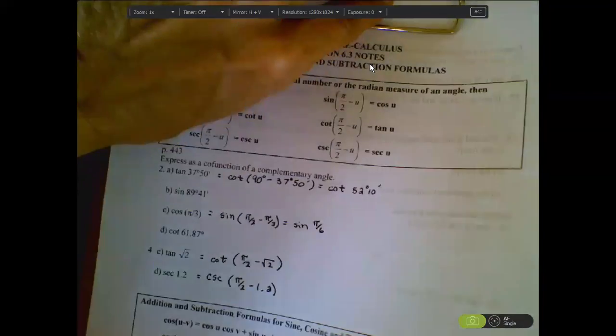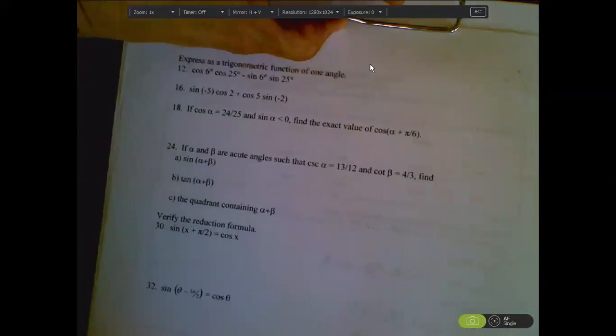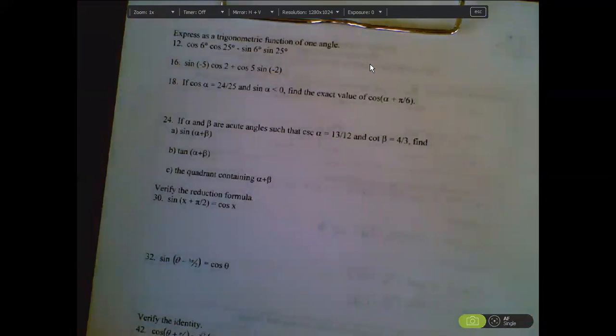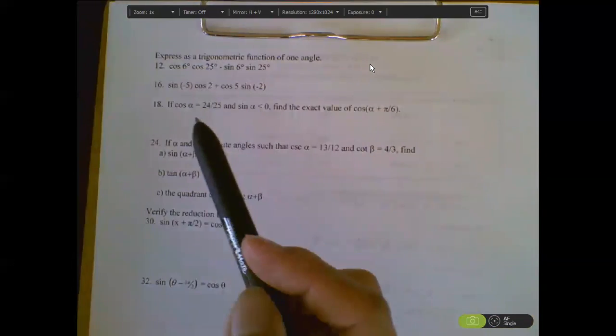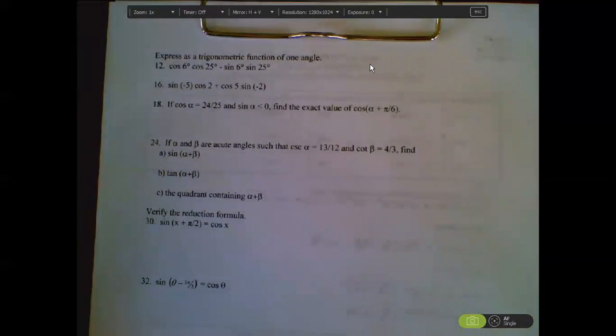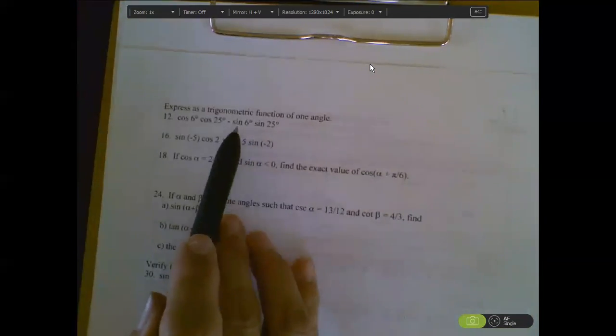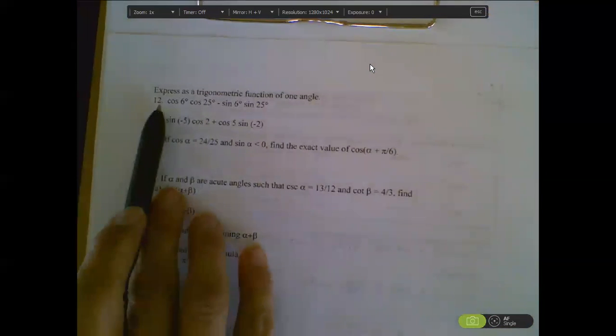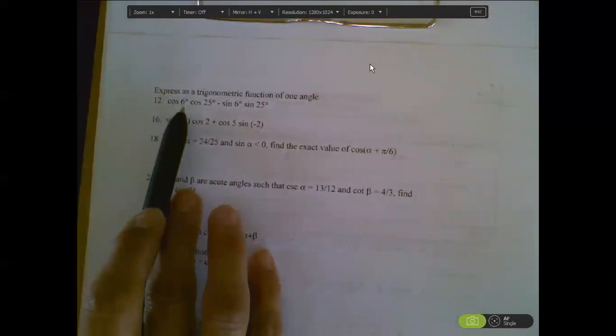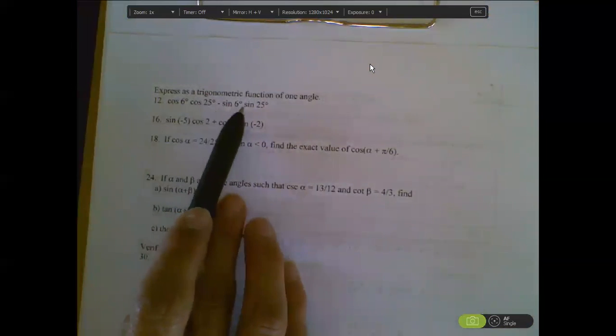All right, let's see what's on the back here. Okay. On the previous page, we were taking a single angle and splitting it into two angles. On 12 and 16, we're taking two angles and putting it back together as one. So to do that, I need to find one of my formulas on the front page that has cosine, cosine minus sine, sine.